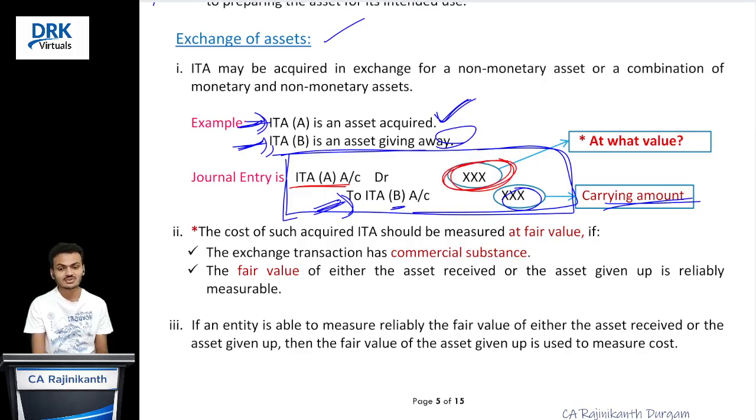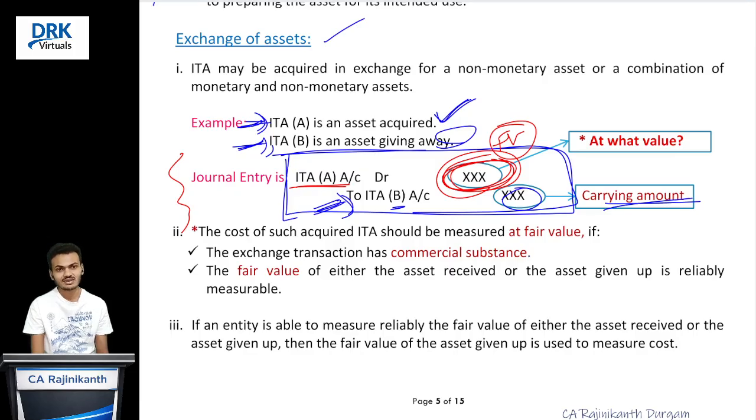That is our discussion. The standard is saying that you check whether two conditions exist or not. What are those conditions? Whether this exchange transaction has commercial substance or not, and whether the fair value of either of those assets can be measured reliably or not. If these two conditions are satisfied, yes, you can recognize this asset at fair value. Which asset's fair value? Either the asset that we are giving up or the asset that we are acquiring. The standard is saying that first preference you should give to the fair value of the asset that we are giving up. Second preference, the fair value of the asset that we are acquiring.